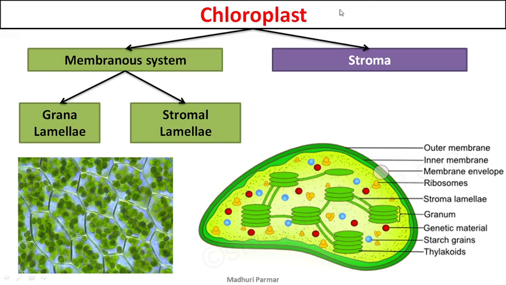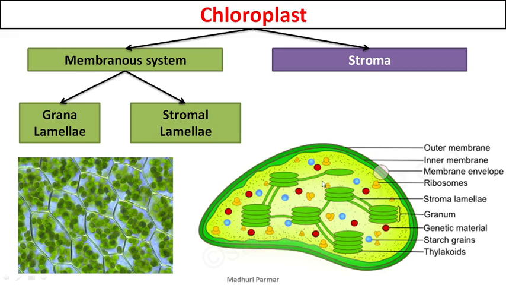When we discuss the structure of chloroplast, which we have already done in case of cell, just a small recap: this is how the cells look, and in these cells the green spherical portions are nothing but chloroplasts. On looking at the ultrastructure of chloroplast, they are made up of two parts. There is a membranous system, which means there is some membrane enclosing some parts, and then there is stroma. Stroma is the liquid portion of the chloroplast. The membranous system consists of granum lamellae and stromal lamellae.